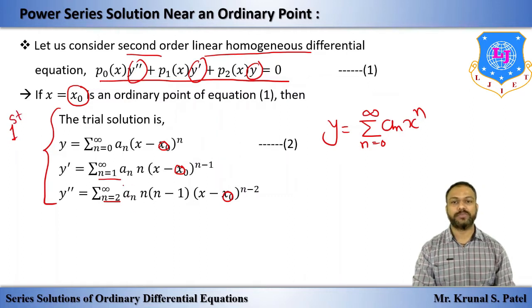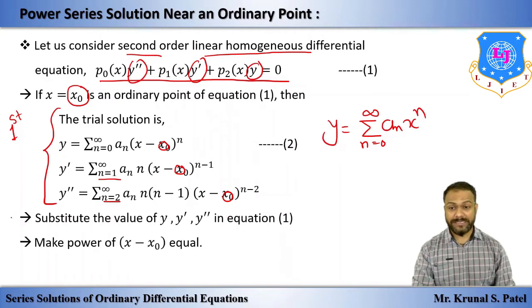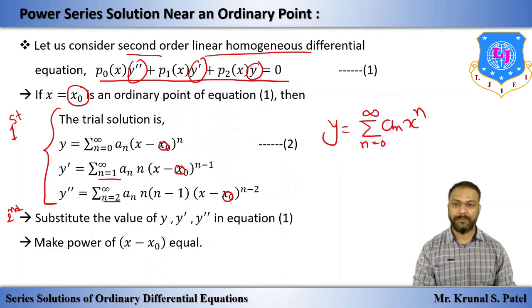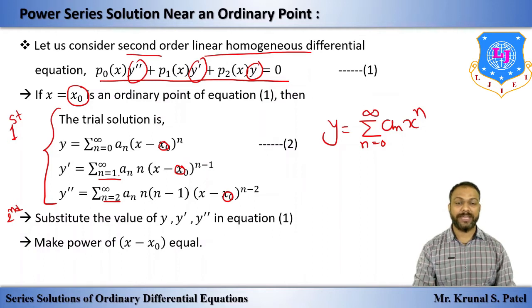Second step, we just put the values of y, y dash and y double dash in equation number 1. So substitute the values of y, y dash and y double dash in the equation. This is our second step. We just have to remember 5 to 6 steps. So first step, write down the trial solution. Second step, substitute all these values in equation number 1. Third step, we have to just simplify.